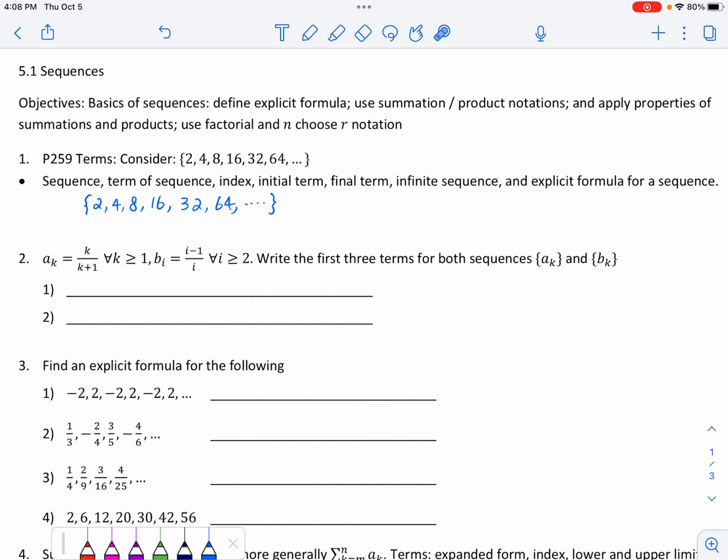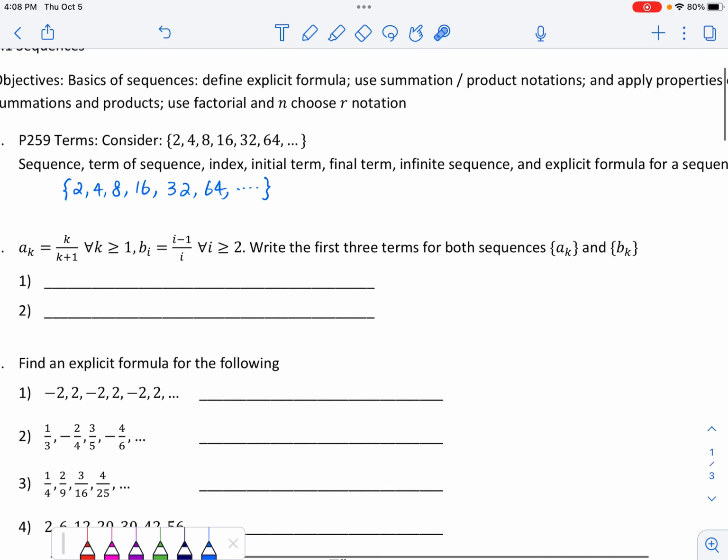So a lot of those terminologies. Let's begin with, consider this sequence. The so-called sequence is just a sequence of numbers. Oftentimes we use curly braces to represent this as a sequence. Now, each number in the sequence, that's called a term. So these are the terms of this sequence.